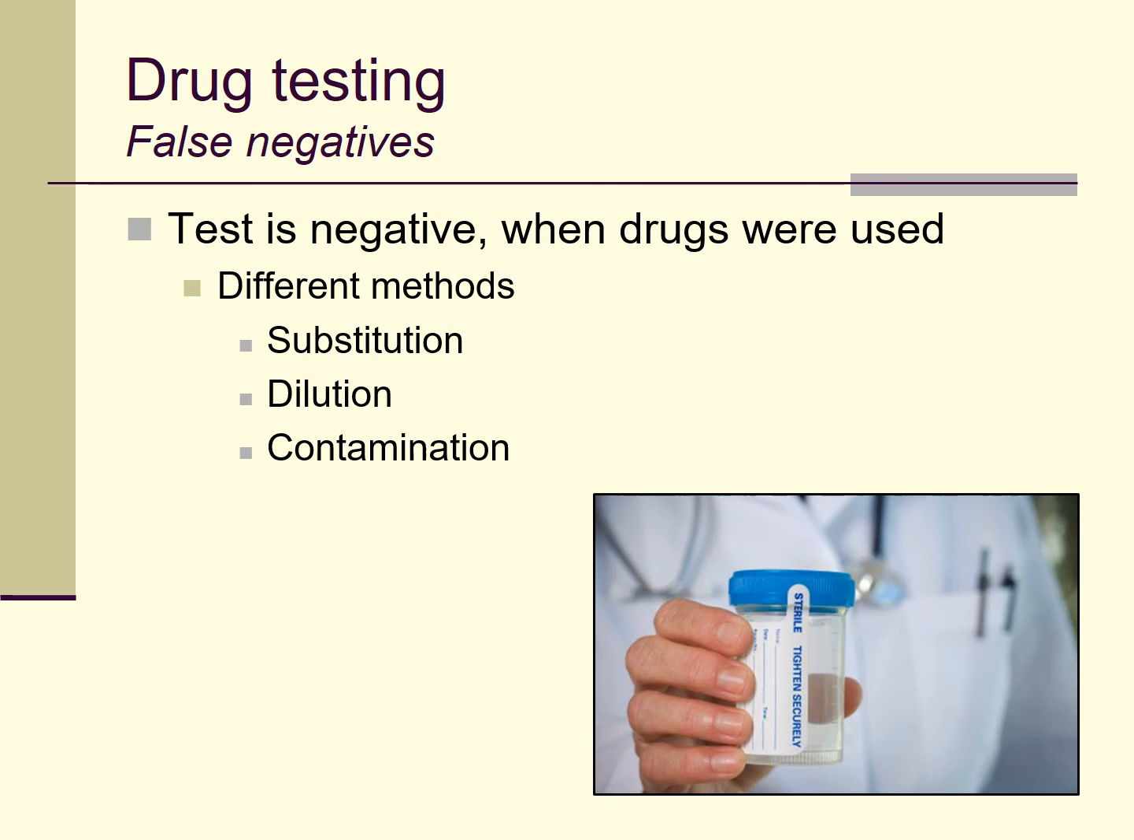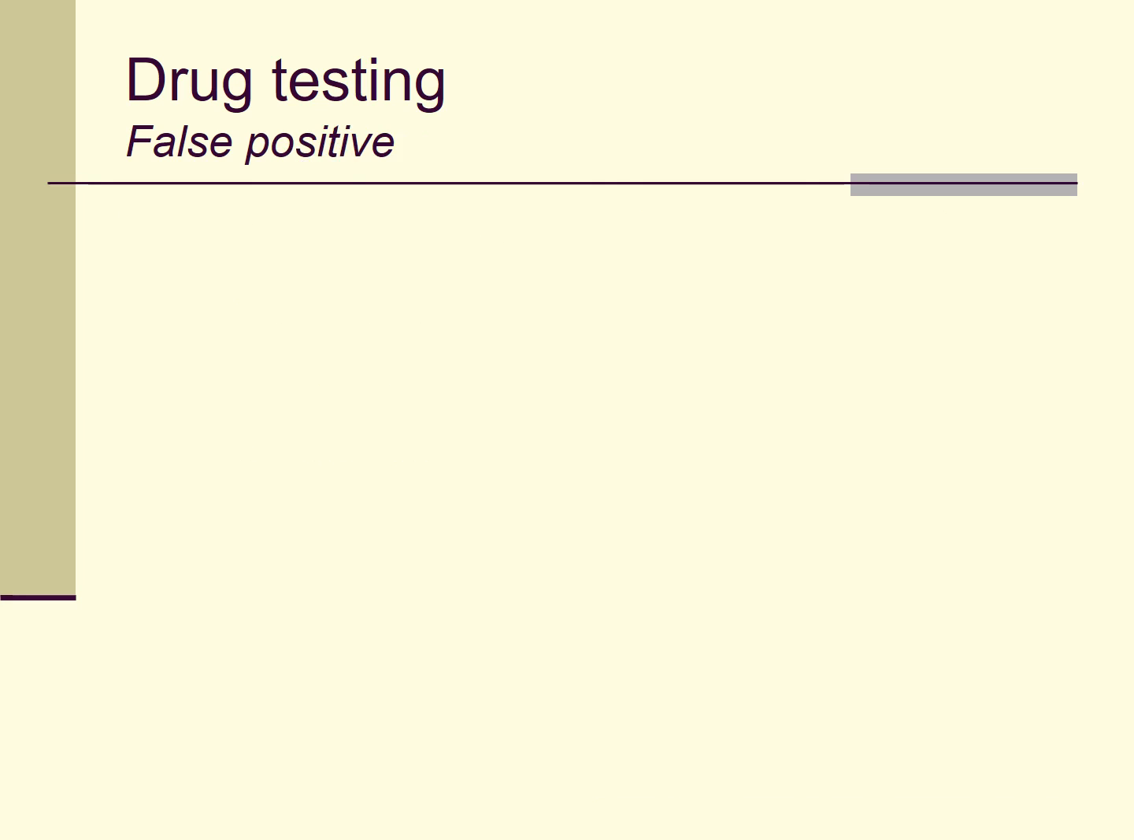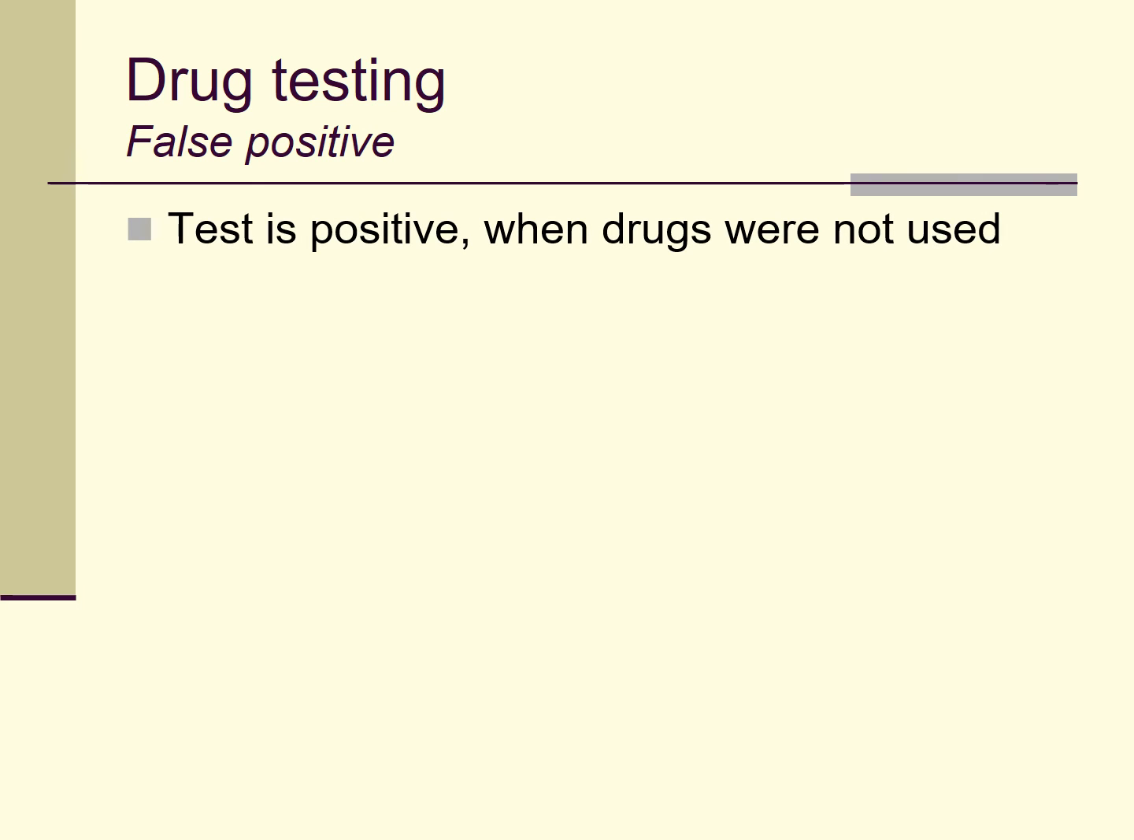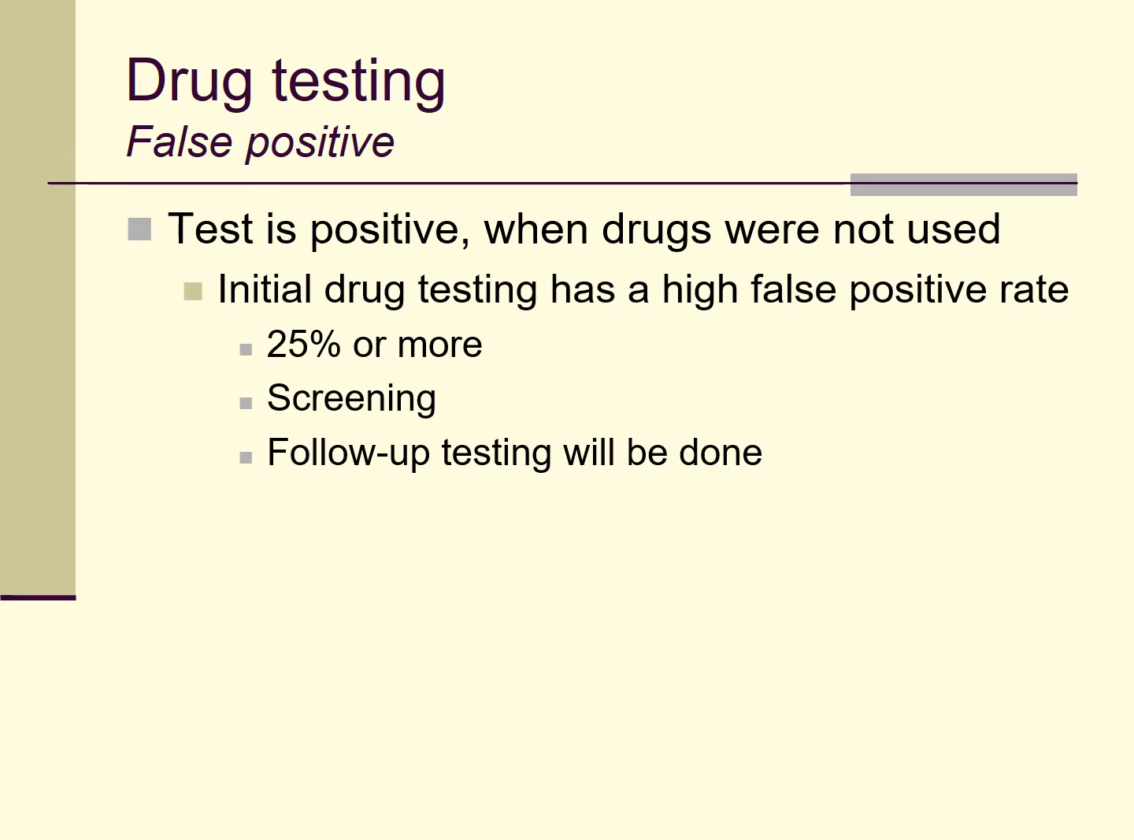So one problem when we do testing is the possibility that there'll be a false negative. Another problem is that there'll be a false positive. A test will come back positive when drugs were not actually used. So the test says you used marijuana or you used cocaine when in fact, truthfully, you did not. It's interesting to note that different drug tests have different rates of false positive, but urine tests often have a fairly high false positive rate.